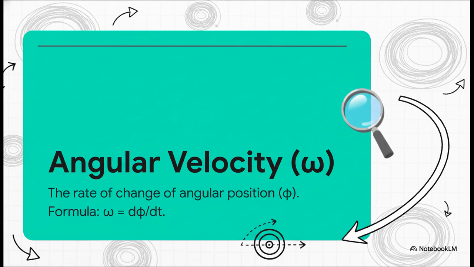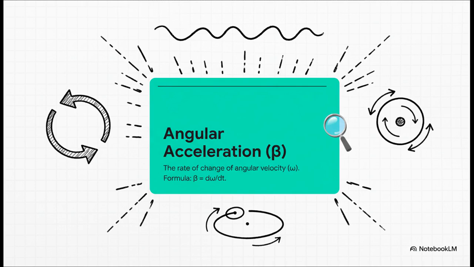The easiest way to think about this is to compare it to regular linear motion. Just like linear velocity is how fast your position is changing, angular velocity is how fast your angle is changing. And this is where calculus comes in, right? It's the first derivative of our position function phi with respect to time. It's the language we use to talk about change. And taking it one step further, we have angular acceleration, or beta. This tells us how the angular velocity itself is changing. Basically, it's asking, is the spin speeding up? Is it slowing down? Mathematically, it's just the derivative of angular velocity, which also makes it the second derivative of our original position function.